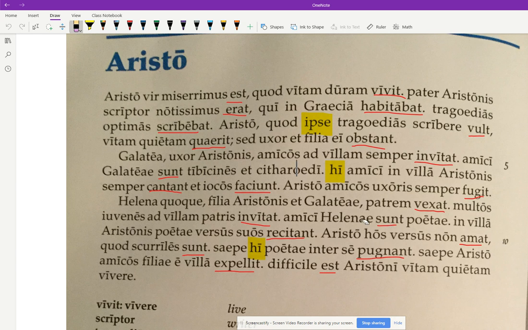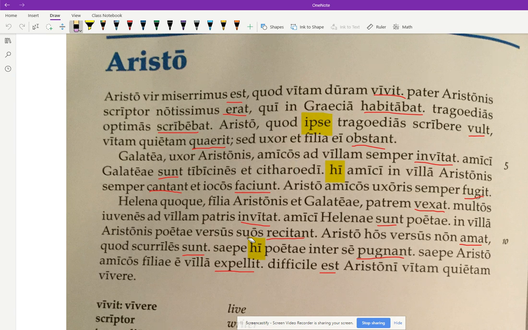In villa Aristonis, so in the house of Aristo, poetae versus suos recitant. So recitant, they recite. Who does? Poetae. The poets recite. The accusative versus suos, their verses, right? The s pronouns, remember, are reflexive. They refer back to the subject, which in this case was poets. So the poets recite their verses.